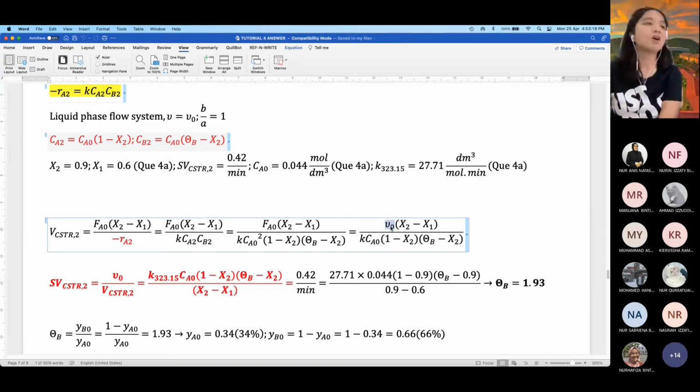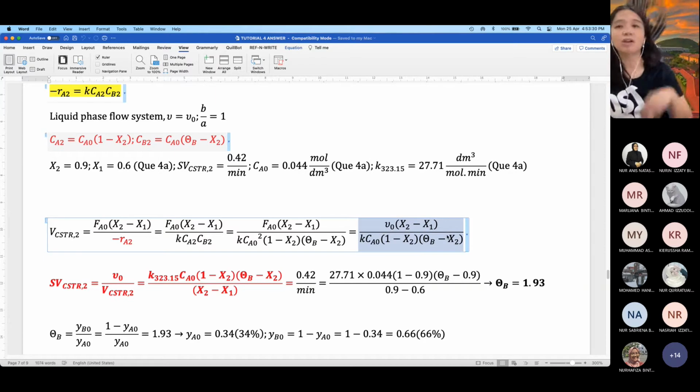So atas epsilon naught, X2 minus X1. Bottom, K CA0. Hanya tinggal satu CA0 lah sebab satu CA0 saya dah divide. Then in the bracket, 1 minus X2, theta B minus X2. So now you have this. So sekarang this is where you need to have further understanding. Okay, volume on the left. On the right, I have the volumetric flow rate. I have the other part of the equation.